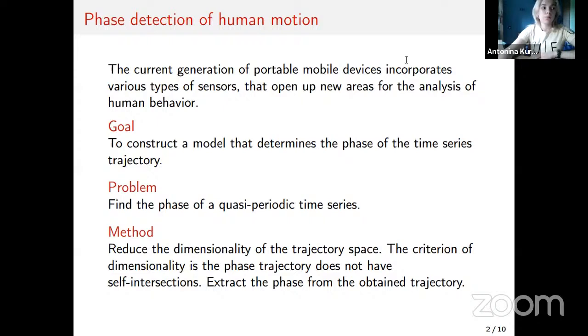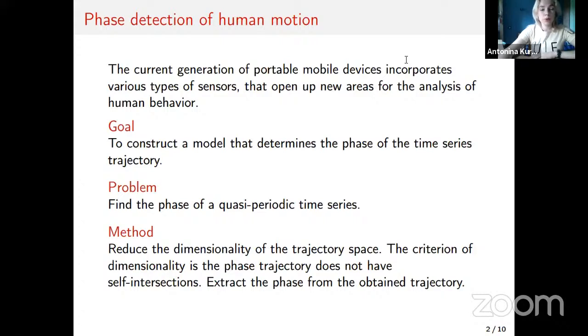So in this work, the goal is to construct a model that determines the phase of the time series trajectory. The problem is that human motion is quasi-periodic. An example of quasi-periodic time series is a time series of human gait, such as walking, running, or leaping. We suppose that each studied time series of human gait comprises a fundamental period connected with the cycle of gait. During the cycle of normal human gait, each lower limb goes through a stance phase and a swing phase, and then returns to the stance phase.